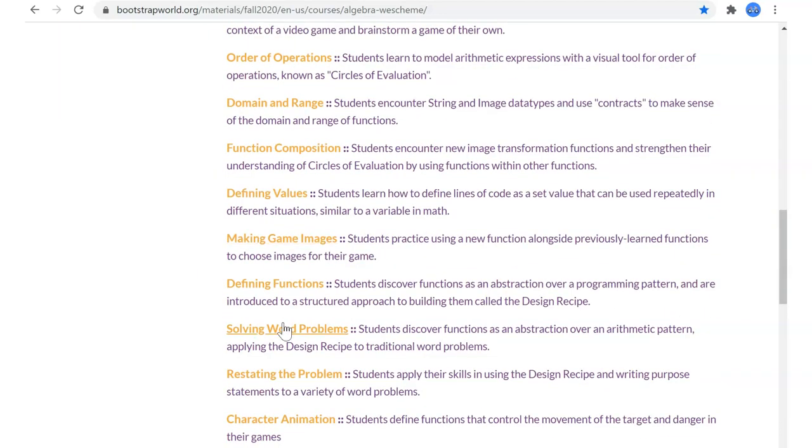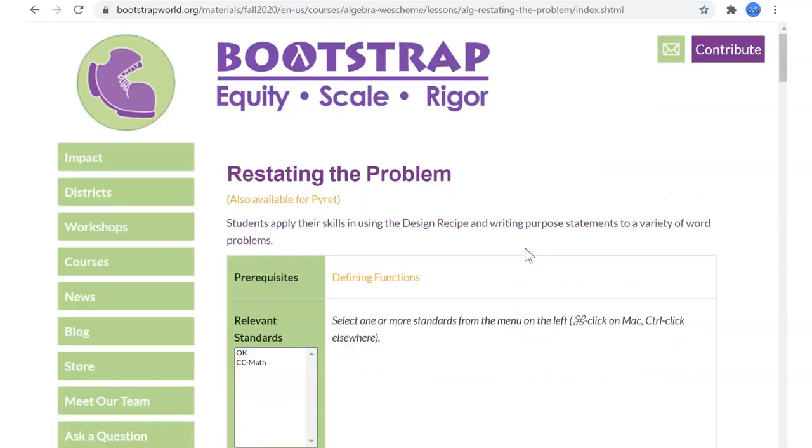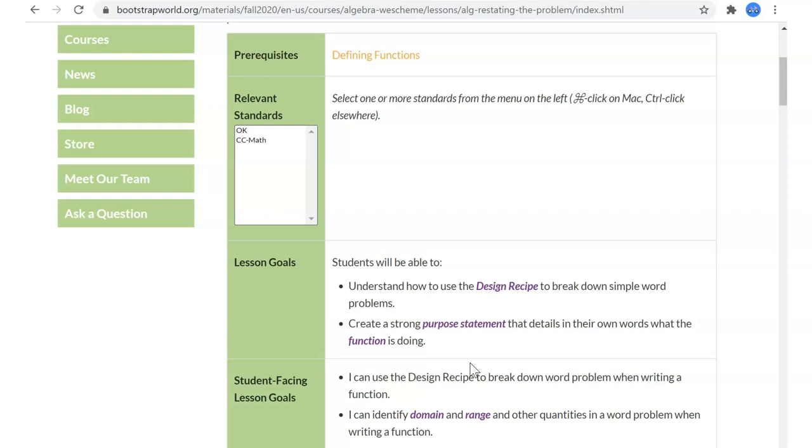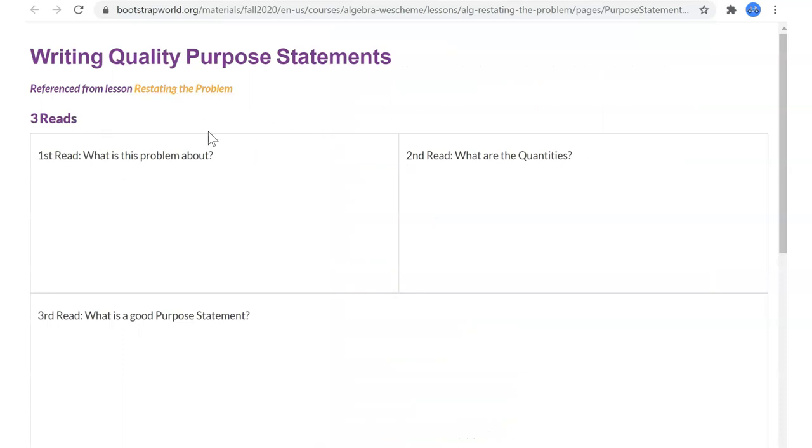Last time we had a second unit on word problems. We talked about restating the problem, and that's more and more important as word problems get a little more involved. We have more to keep track of, and we learned about the problem statement a couple of lessons ago. And then in this lesson, we looked at this purpose statement organizer. As we're trying to figure out what our purpose statement is going to be, we read the problem multiple times and each time try to answer a question: what the problem's about, what are the quantities involved, and then what is a good purpose statement for this problem. And then we still get a couple of chances to revise the purpose statement as we learn more about the problem from trying to complete the design recipe.